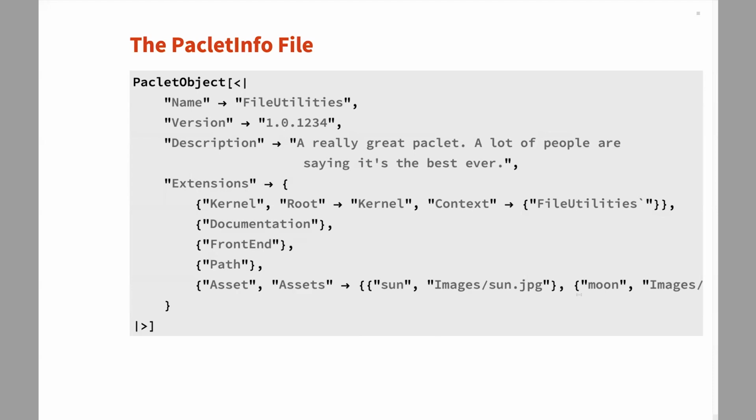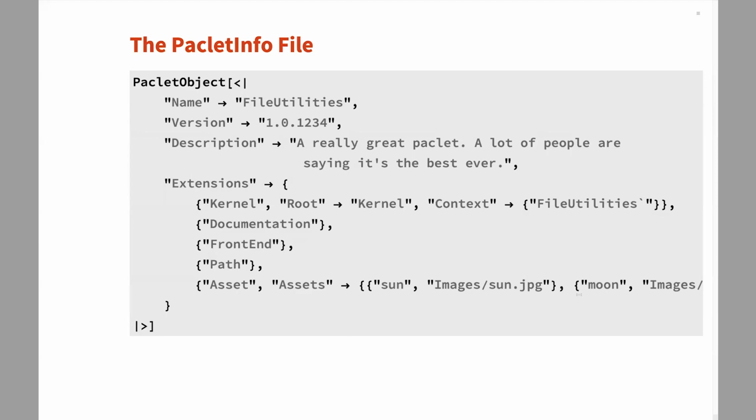So this paclet says, I have some extensions that the kernel should know about. And the root is a directory, the name of the directory in which these files will reside, a subdirectory of the paclet. And this says, okay, context is FileUtilities. So when someone types Needs FileUtilities, the paclet manager says, oh, I know the paclet that has that. It's this one, and it knows how to find the file.